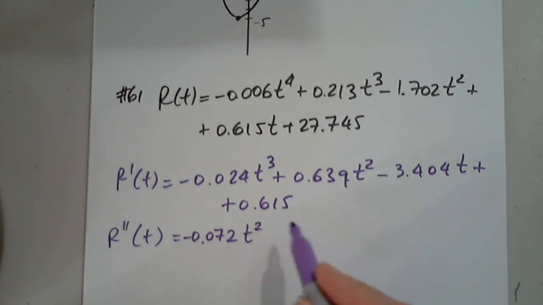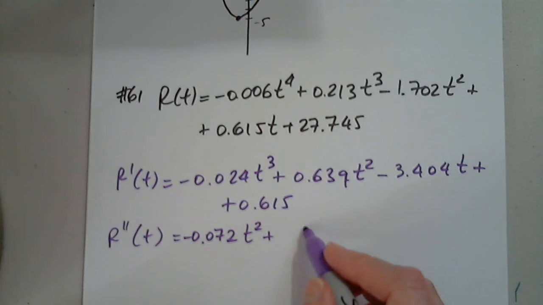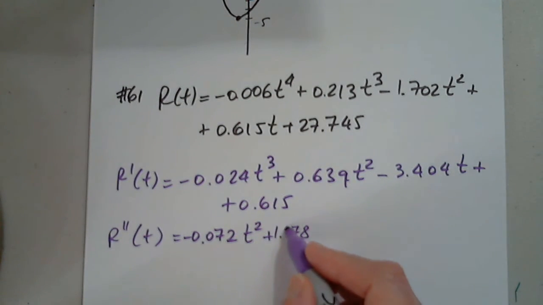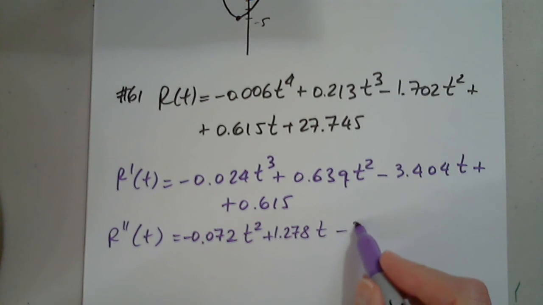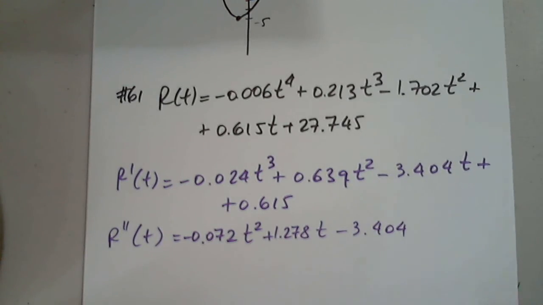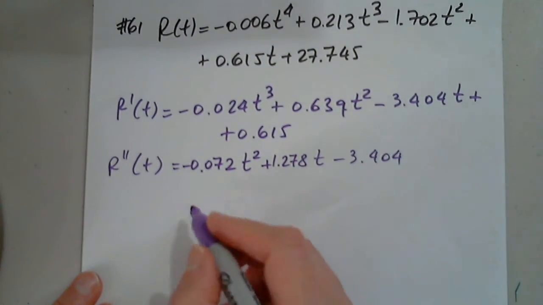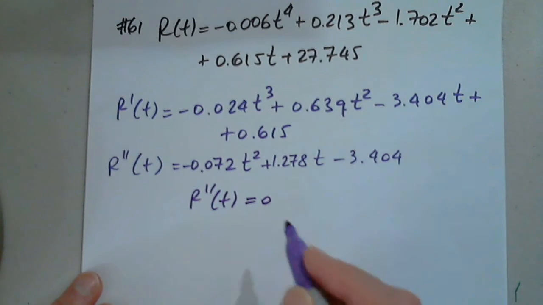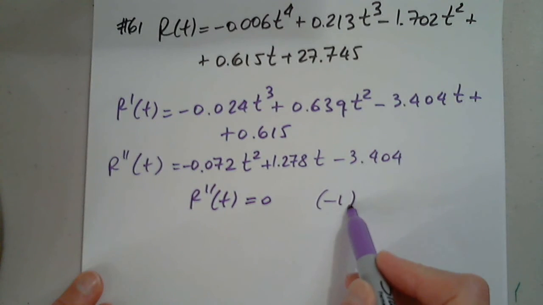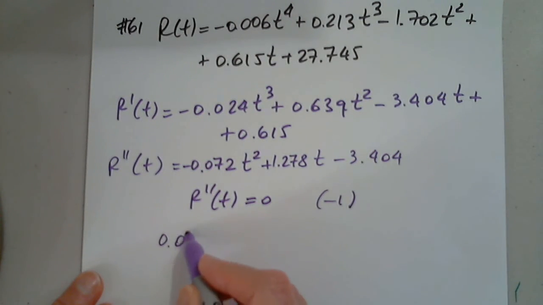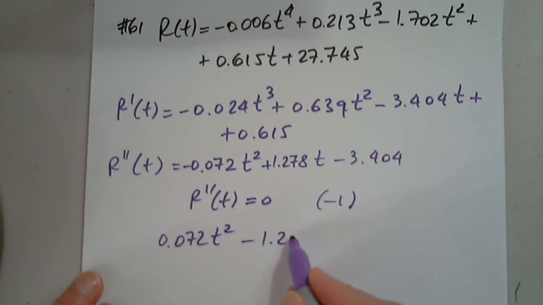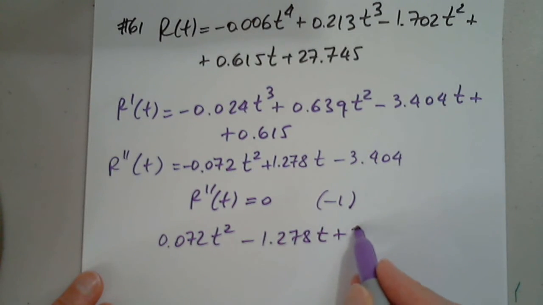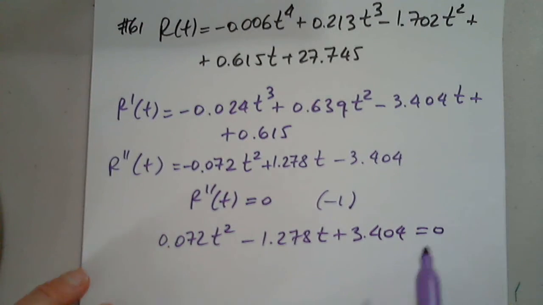0.072 t squared plus, and I think that this is 1.278. Correct me if I'm wrong, please. -3.04. Good, so now we have to set this equal to 0. And I will also multiply both sides by -1 in one step. So 0.072 t squared minus 1.278 t plus 3.404 equals 0.